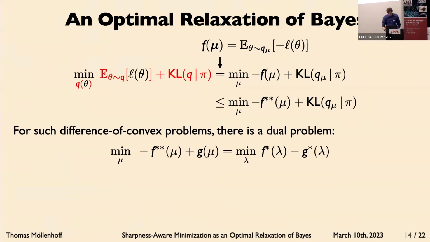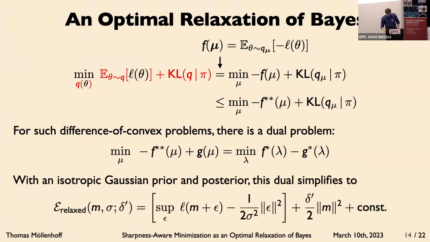And it turns out, I don't have the time to go into the details here, but if we consider an isotropic Gaussian prior and posterior approximation, then this dual objective here, f star of lambda minus g star of lambda, if we reparameterize that in the mean and the standard deviation of our Gaussian distribution, we recover the maximum loss. So the expectation is gone.